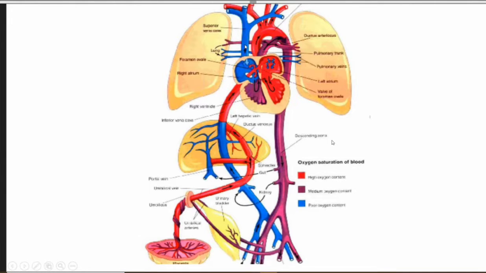Also, the SVC blood, which comes from the head and neck, which is deoxygenated, in blue, passively flows into the right atrium across the tricuspid valve into the right ventricle. So you can see that the ductus venosus has pushed the oxygenated blood from the mother into the left atrium, whereas the IVC and SVC blood which comes into the right atrium flows into the right ventricle.